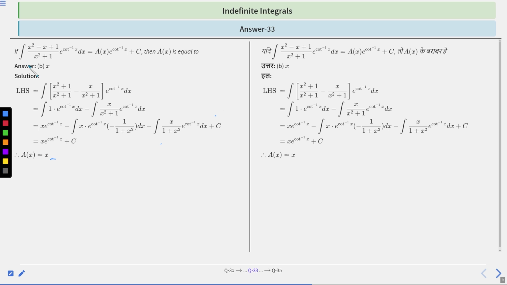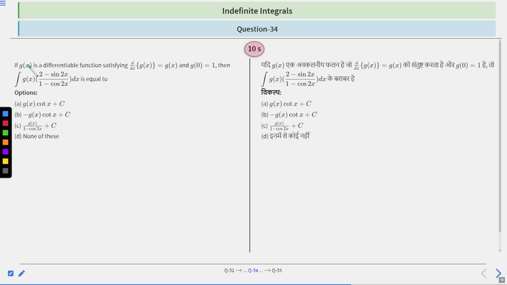Okay, let's move to the next one. Next question. If g(x) is a differentiable function satisfying d/dx of g(x) is equal to g(x), and g(0) is equal to 1, then find the integral of g(x) times (2 minus sin 2x) upon (1 minus cos 2x), right?